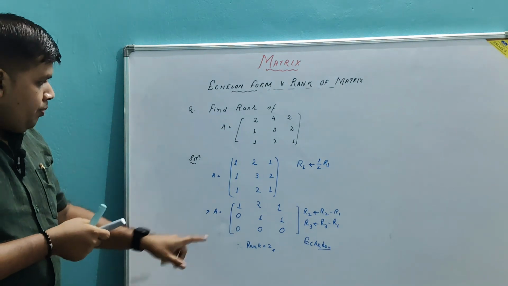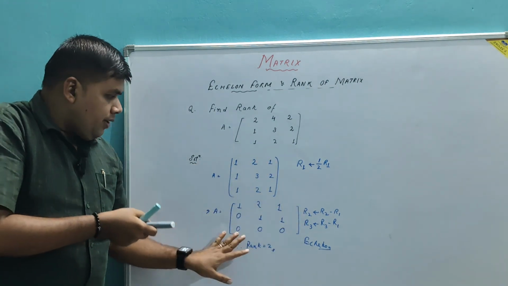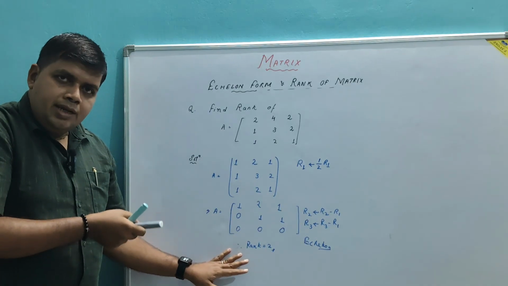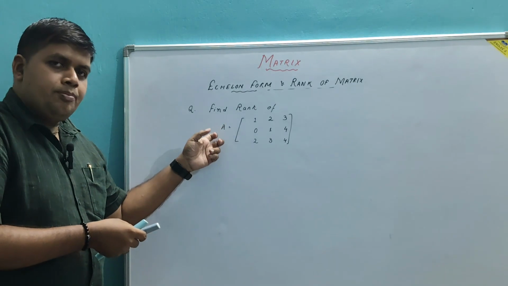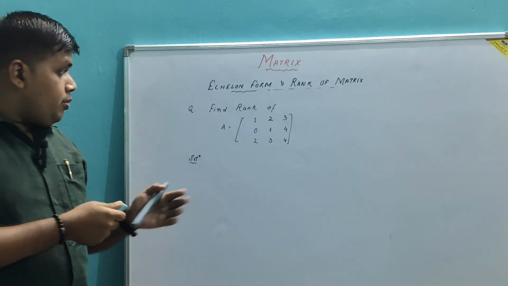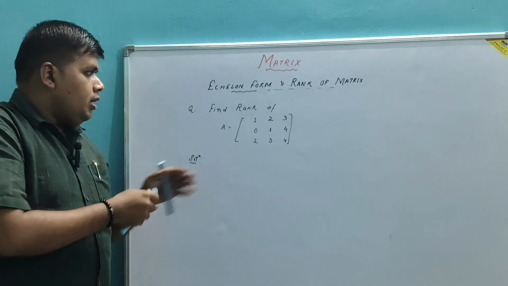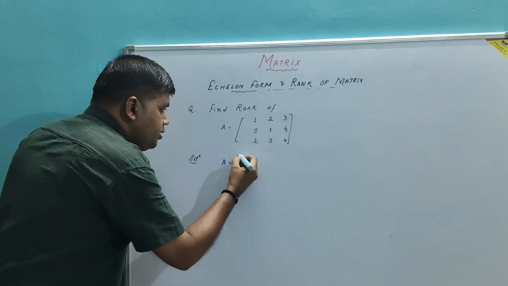So I hope it is clear. What we are doing is using some row operations, finally converting the matrix into echelon form, and finding the rank. Let's look into another example of finding rank. It is also a 3 by 3 matrix. What steps can we apply? I am showing each and every step.